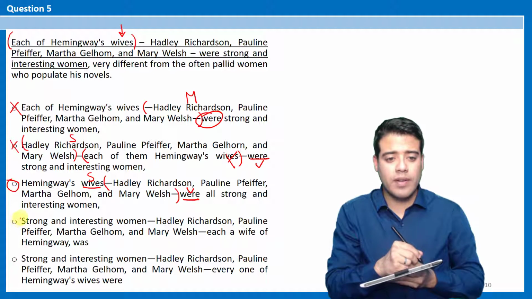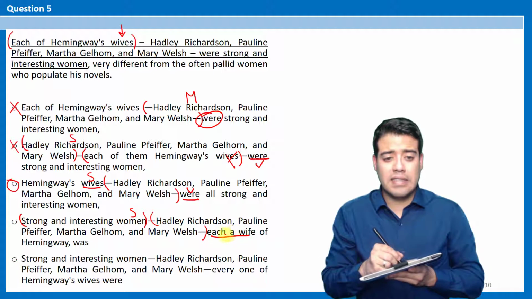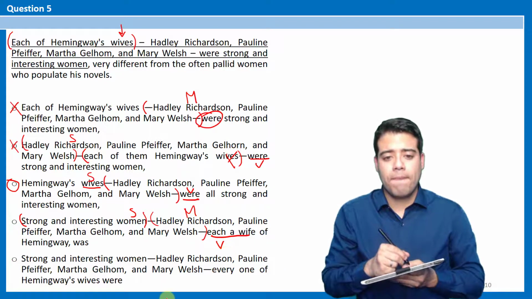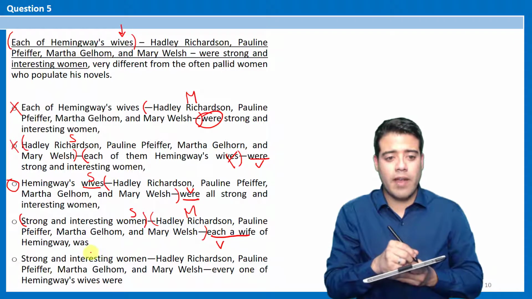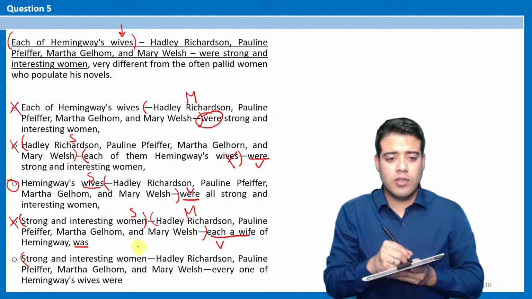What about the fourth one? Strong and interesting women. That's my subject. You get rid of the modifier between dashes. That's out. And then you have each a wife. And that's incorrect. If you have a subject, then a modifier, you need a verb. Apparently, they are creating a new subject here. Each a wife of Hemingway was. And that doesn't work.